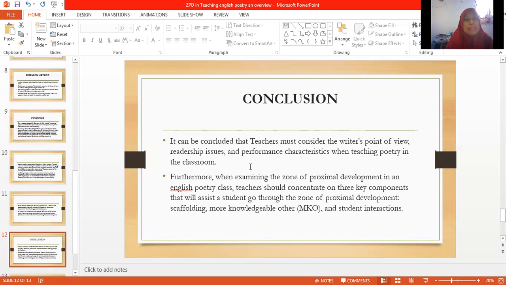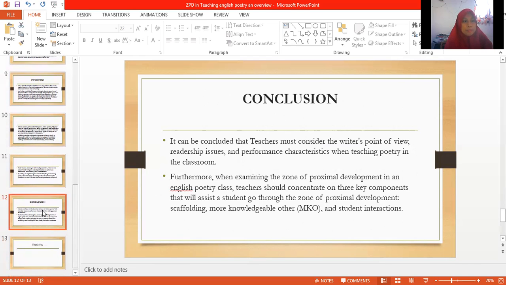Furthermore, when seeing the zone of proximal development in an English poetry class, teachers should concentrate on three key points, three key components that will assist a student to go through the zone of proximal development. That's what we call scaffolding, more knowledgeable others, and student interaction.